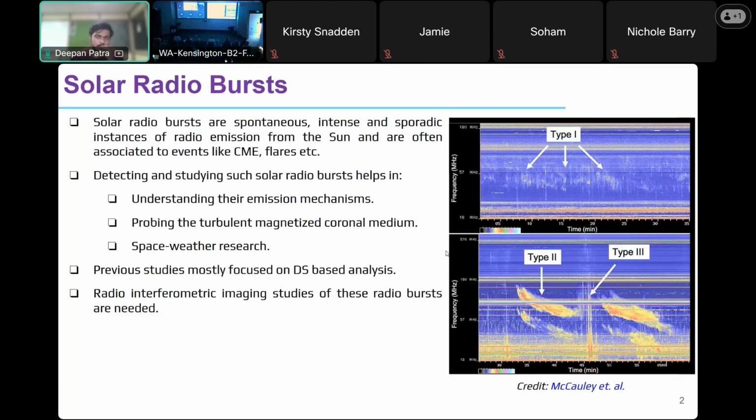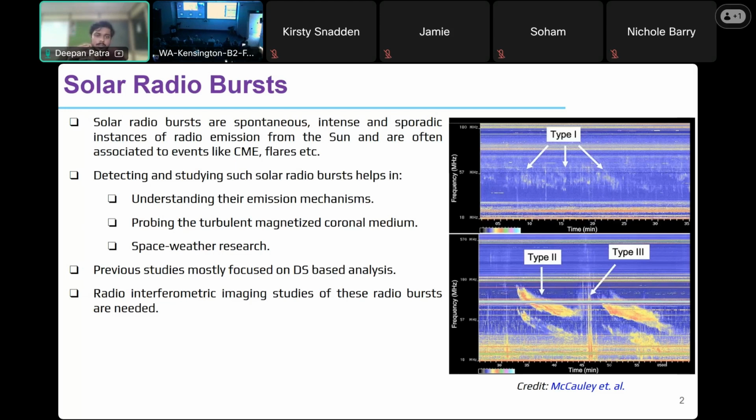As Divya has already mentioned the different types of solar radio emission and solar radio bursts, let me give you a brief overview. Solar radio bursts are spontaneous and intense instances of radio emission, and they are often associated with eruptive phenomena like coronal mass ejections, solar flares, etc. Detecting and studying these radio bursts is helpful in understanding their emission mechanisms. Also, they help us probe the turbulent magnetized coronal medium through which the radio wave passes, and they help space weather research as well.